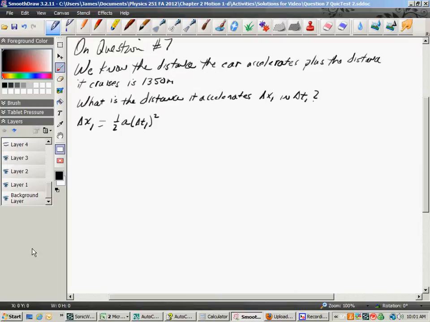So we can write that, of course, as delta x1 equal to 1/2 a delta t1 squared. The distance through which it goes during the acceleration is simply 1/2 the acceleration times the time through which it accelerates squared.